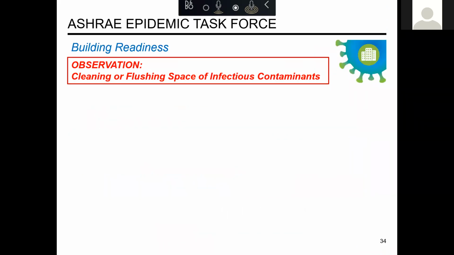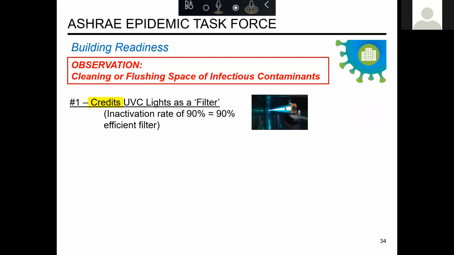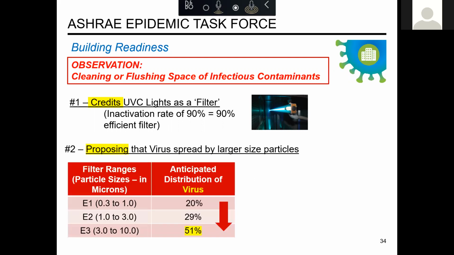And then I just want to make an observation about the building readiness guide: they're looking at cleaning or flushing the space of infectious contaminants. One is that they're taking a credit for UVC lights that act as a filter. So if you have an inactivation rate of 90%, you have the equivalent of a 90% efficient filter. The other thing they're doing is proposing that the virus is spread by larger particle size, based on this chart here.